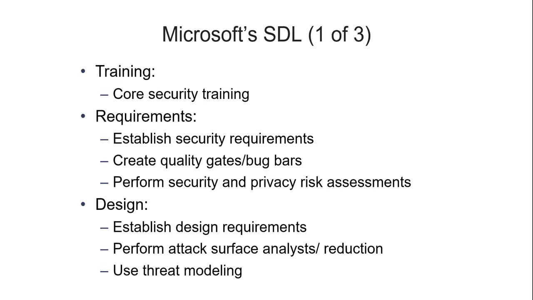Microsoft has their own approach to the software development lifecycle when it comes to security. The Microsoft SDL has 7 phases. It starts with training the developers and the design team, which is the core security. We need to teach them the core security requirements first. So those teams need to know what kind of security and security issues they need to pay attention to.